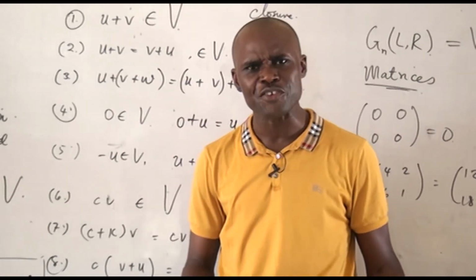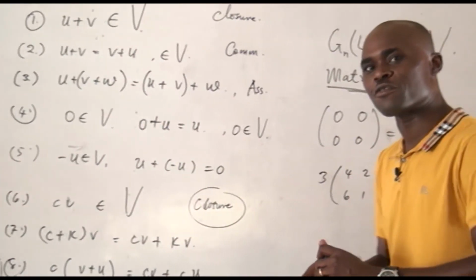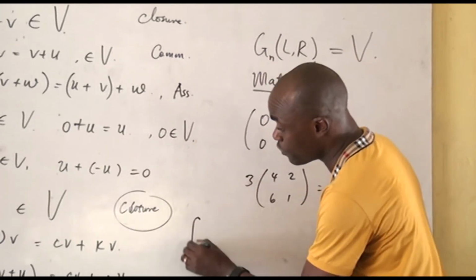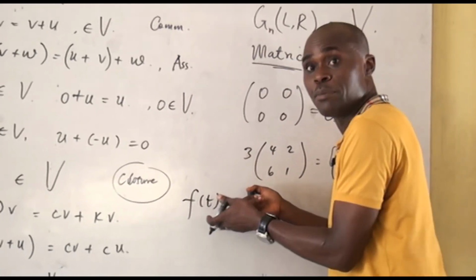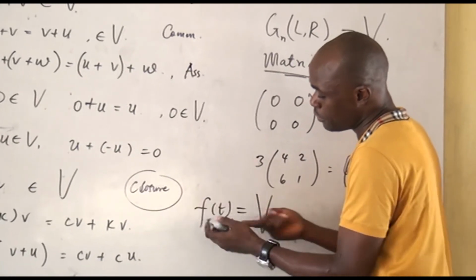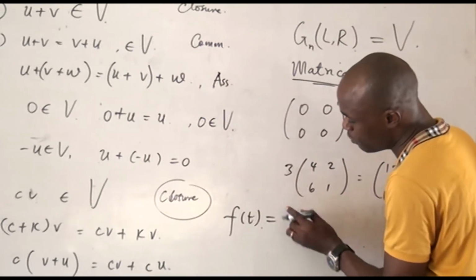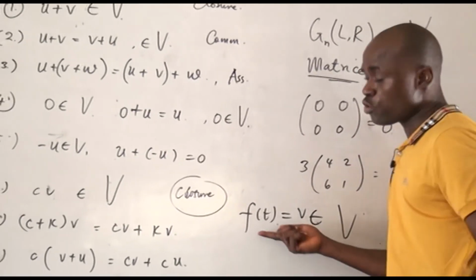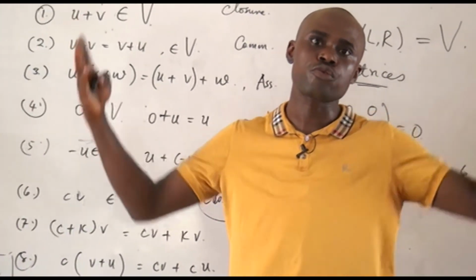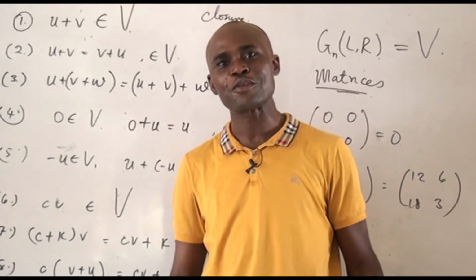Very, very interesting. We have so many other vector spaces, like the space of continuous functions. As long as you have f of t and f of t is continuous, it becomes v, in v. So the space of continuous functions, I can't name them all, there are so many. But in part 2 of this video, I'm going to talk about vector subspaces.